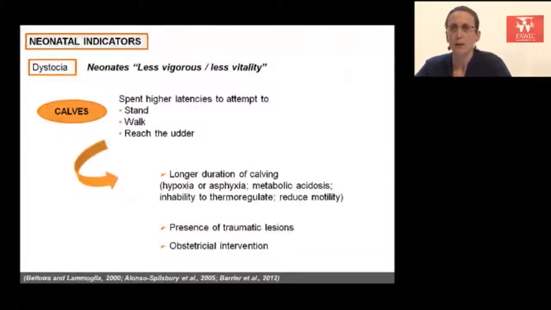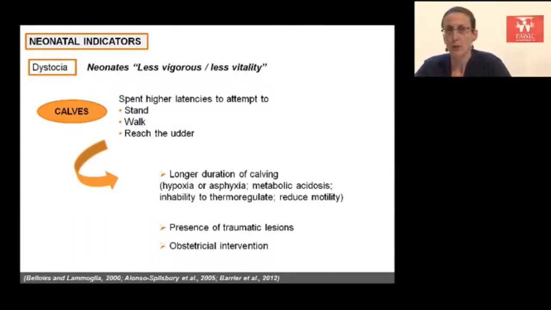And also, apart from the general physiological and behavioral indicators observed in the mother, it's also important to observe the neonate, the newborn. So the idea is that dystocia can also be demonstrated if you observe a newborn with less vigor or less vitality. In fact, a study said that dystocia was observed because a calf took longer latencies to attempt to stand, walk, and reach the udder.